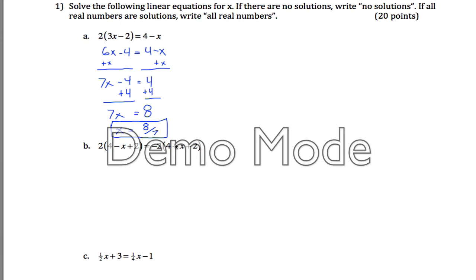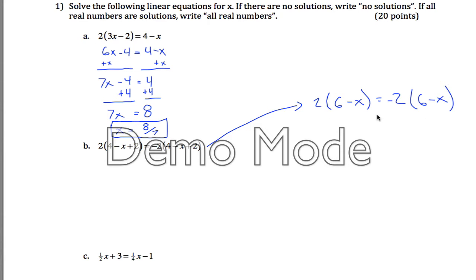Alright, second one, kind of the same idea. A little bit more work to do. I think in this one, before we distribute in, we should look to combine like terms. So maybe I'll take this over to here. Inside these parentheses, we got a 4 and a positive 2. So we really got positive 6. And then inside these parentheses, we also have a 4 and a positive 2. So we have positive 6.